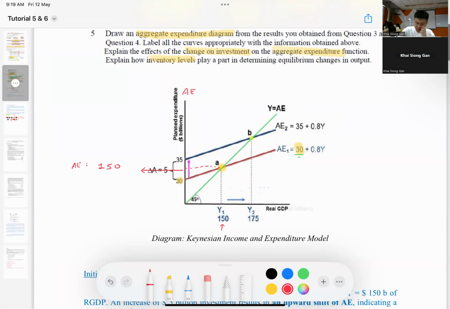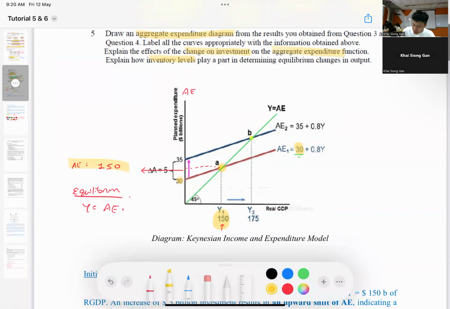So that is your first equilibrium. This is what we call equilibrium, in which Y equals AE. Y equals AE. Okay.